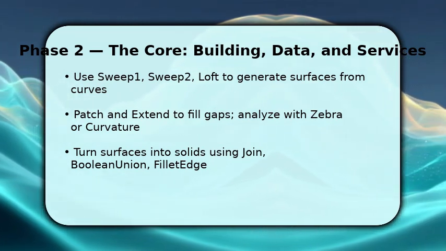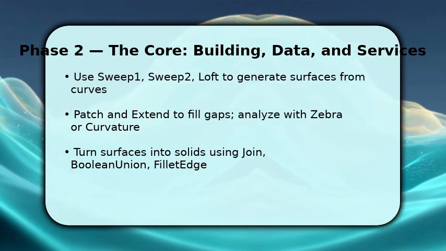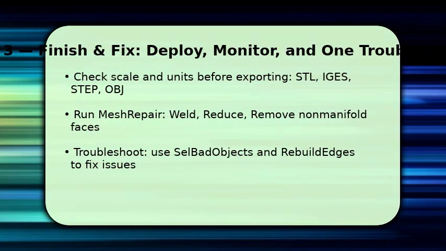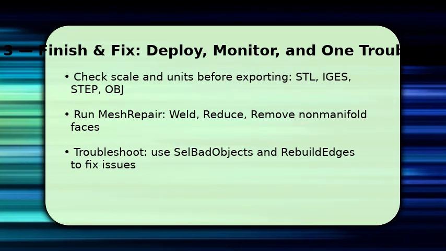To finish, inspect scale and units one last time, then export to the appropriate format. STL for 3D printing, IGES or STEP for CAD exchange, OBJ for rendering. Mesh repair tools: weld, reduce, remove non-manifold, prepare files for fabrication.